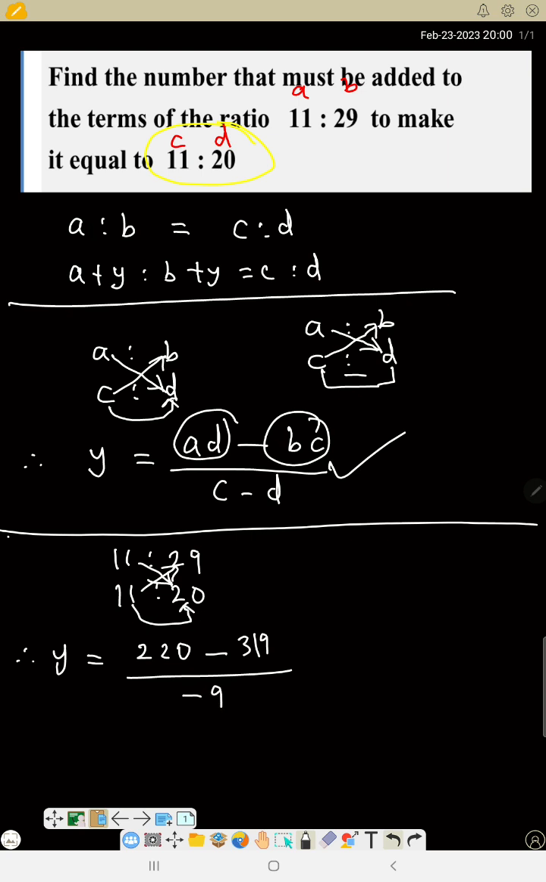So do you see now? Again, 11 ratio 29 and 11 ratio 20. If you see what number must be added, you don't need to waste time. Say this number times this number, you get this, minus this one times this, you get this, then divided by this one minus this, that's all. So that means this is minus 99 over minus 9, which is 11 as usual. So that is the short method for this kind of question. So let's see what number must be subtracted.